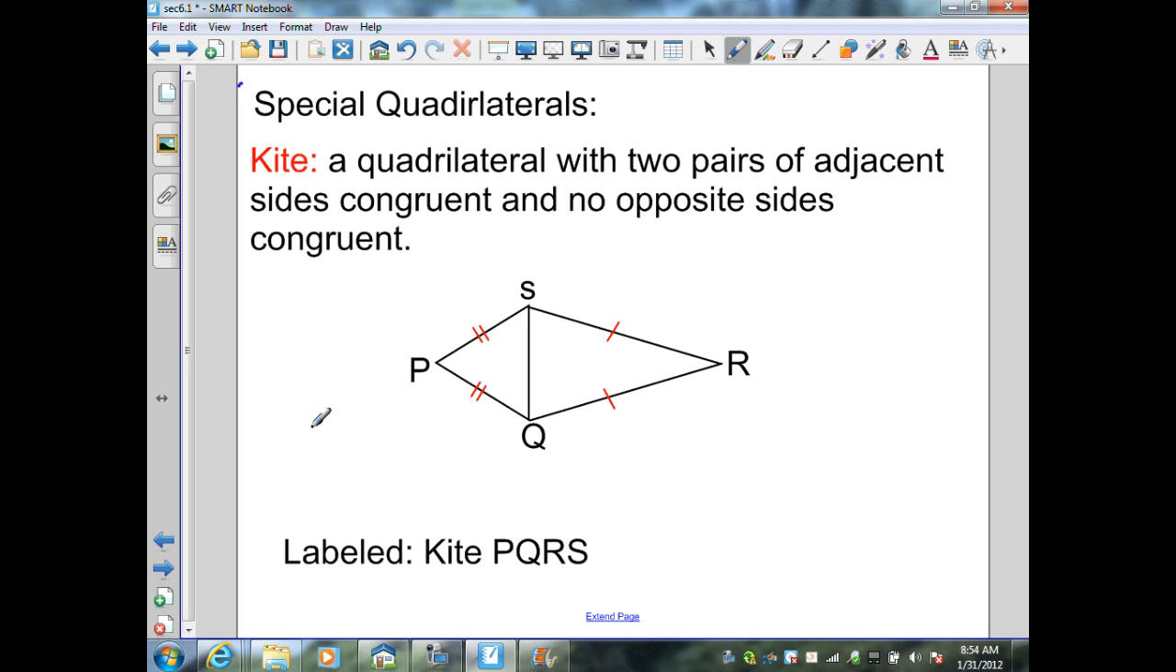But in our kite, we can see how it's labeled the same way we've labeled all of our polygons, we start with vertices P, Q, R, S. We have the adjacent sides being congruent. PS is congruent to PQ, and QR is congruent to SR. But a kite does not have properties of a parallelogram, therefore it does not have the properties of a rhombus, a square, or a rectangle.